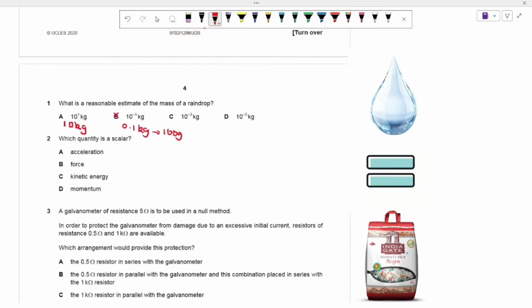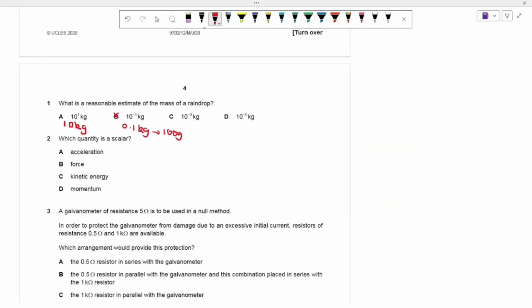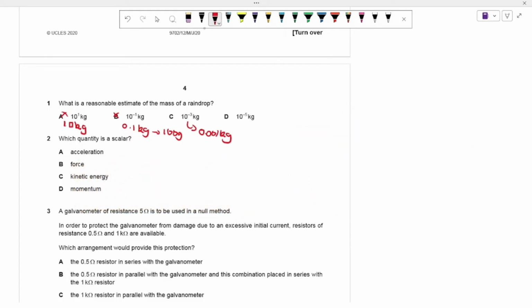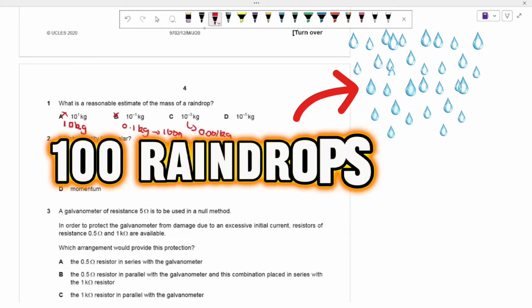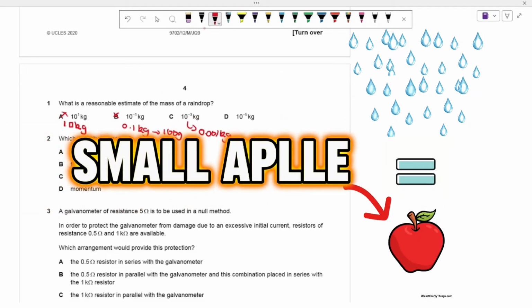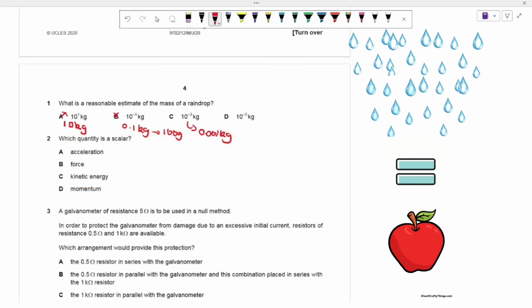It doesn't make sense. If we go to B, this is 0.1 kgs, which is literally 100 grams. And it doesn't make sense. How can one raindrop be equivalent to 100 grams? I think that's like an apple, a very small apple. It might be 100 grams or something. Then if you look at this, this is 0.001 kgs, which means that if you have 100 raindrops and you join them together, they'll be equivalent to the mass of a small apple. 100 raindrops. Guys, come on. That doesn't make sense. That doesn't work.